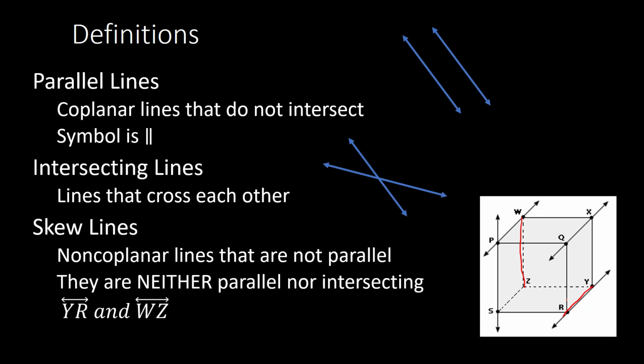Notice the YR is on the bottom right of this cube and WZ is in the back corner. And they are not intersecting because they are on different planes, but they're also not parallel either. So that would be just one example of skew lines. We have other lines in this picture that are skew, obviously. We have like X and Q. Line XQ would also be skew with WZ, and we have other options as well.